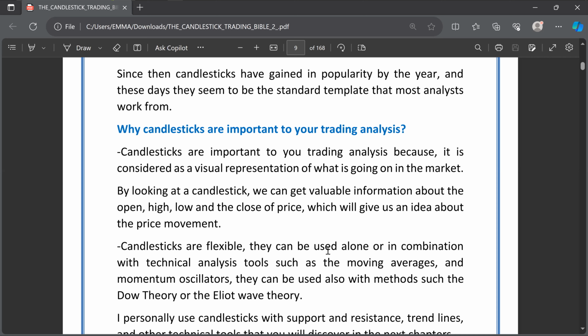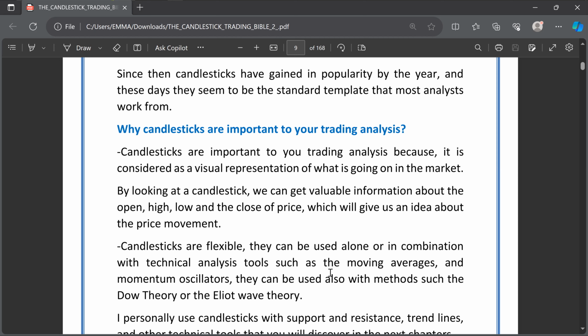Now, by looking at a candlestick, we can get valuable information about the open, the high, low, and the close of price, which will give us an idea about the price movement. So don't worry. For every candlestick, like I said, we have the open, the close, the high, and the low of that candlestick. We have the anatomy of that. Don't worry, we have a picture and we will explain that in depth.